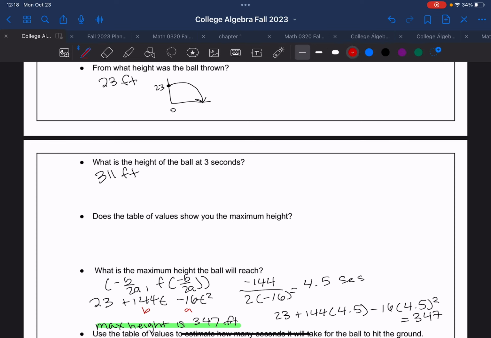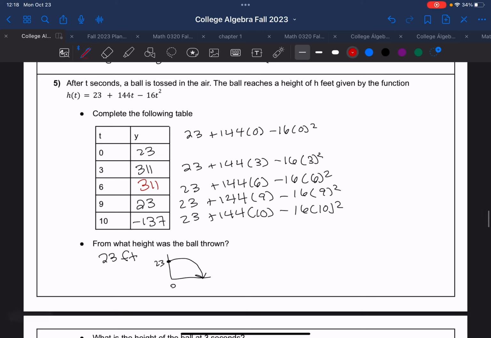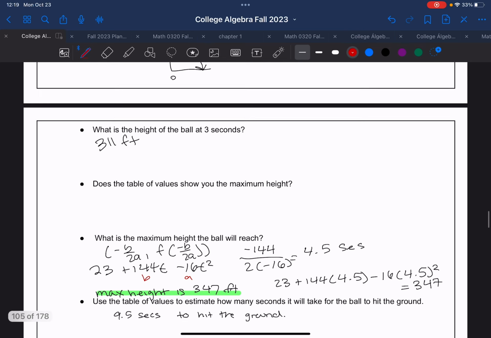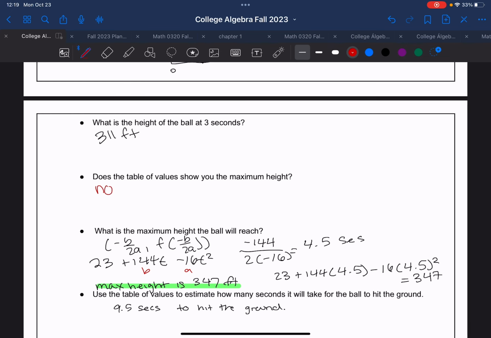Well, all we see now from the table is that we have a height of 311 at 3 seconds, so when the ball is going up the parabola, and then a height of 311 at 6 seconds when the ball is going down the parabola. So when it says, does the table of values show you the maximum height? We would say no, because it only shows us when the ball is going up, and then when the ball is going down. We never see this part here of the vertex.